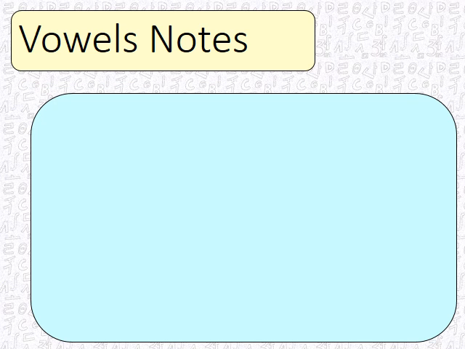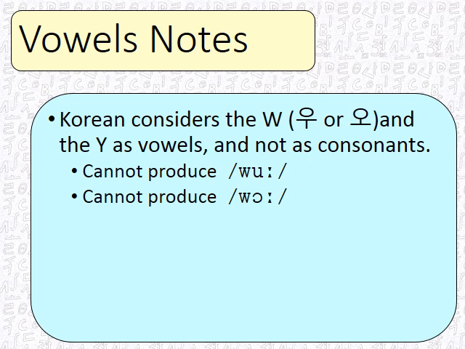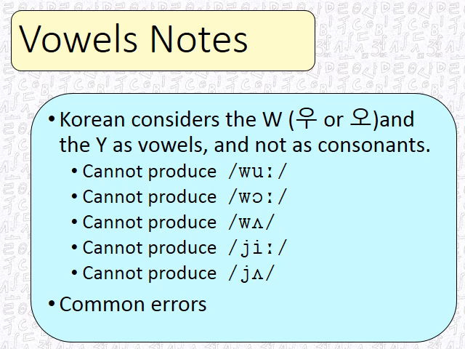There are a few more notes about the Korean vowels that could help you become better at pronouncing English words. First, the Korean W and Y are considered vowels and not consonants. And there are some sounds that cannot be produced. You cannot produce woo, like in wolf. Cannot pronounce woo, like woman. Cannot produce wu, like wonder. Cannot produce yi, like yeast. Cannot produce yu, like yuppie. These become common errors which Koreans make when pronouncing English words. They just drop the vowel phoneme.